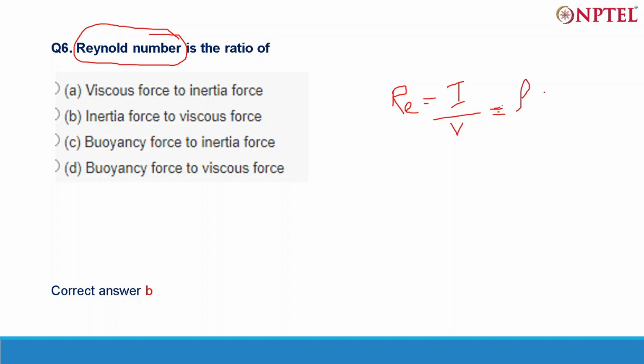Rho VD. Okay, so this is called Reynolds number.